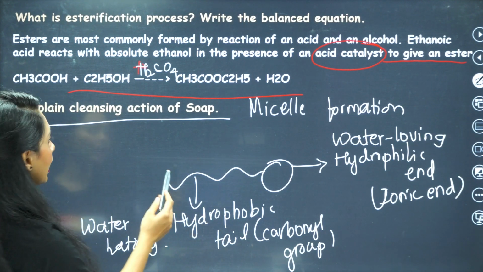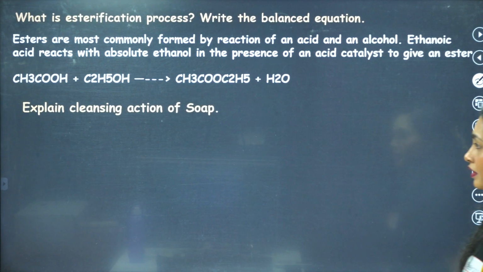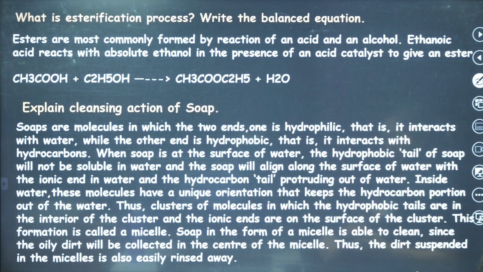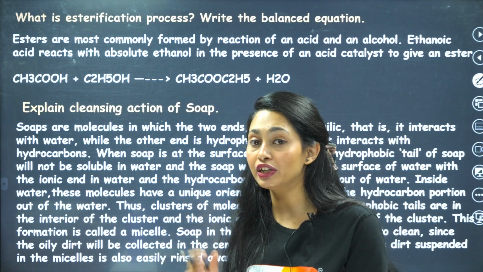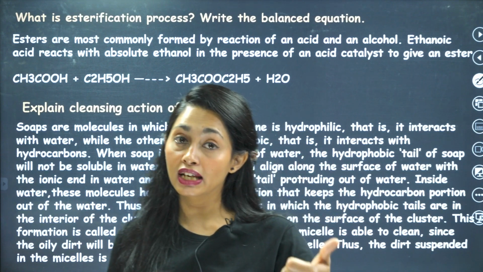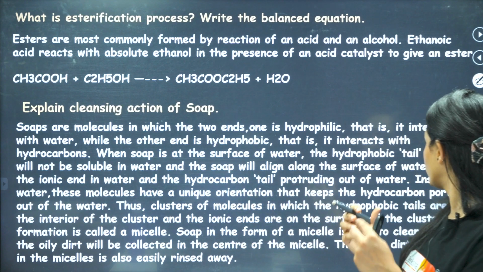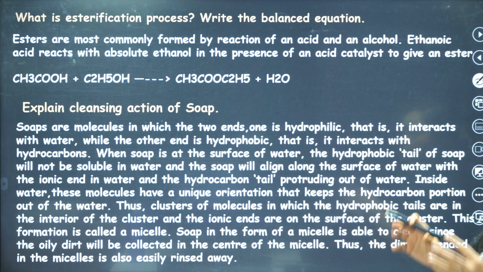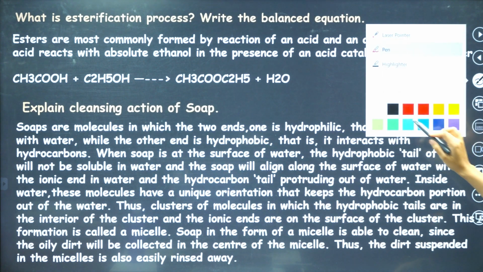So how do you explain that? Let me erase all of these things. Soaps are molecules in which the two ends differ: one is hydrophilic, that is, it interacts with water, while the other end is hydrophobic, that is, it interacts with hydrocarbons. Hydrophobic means it can interact with the oil, grease or dirt molecule. So when soap is at the surface of water, the hydrophobic tail will not be soluble in water, and the soap will align along the surface of water with the ionic end in water and the hydrocarbon tail protruding out of the water. This is how it looks.